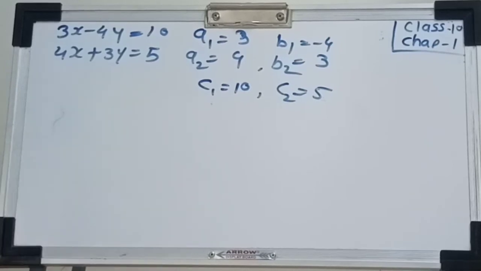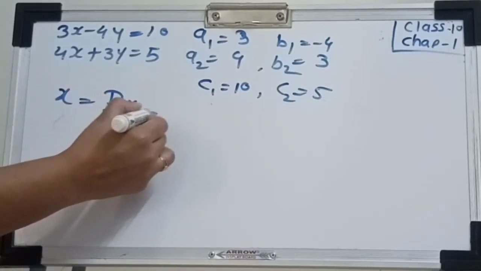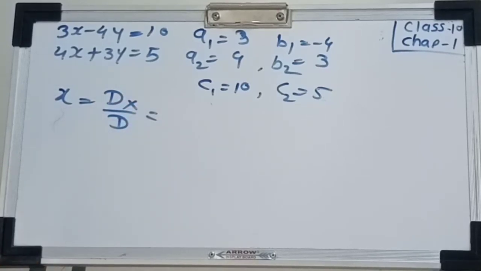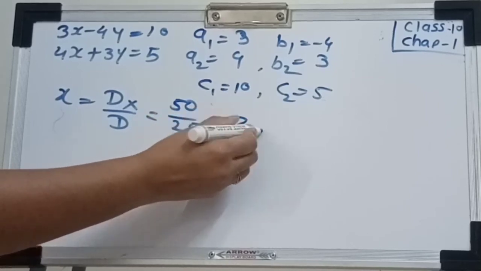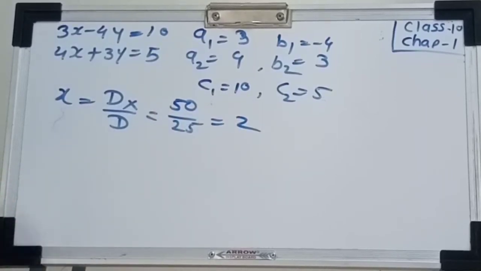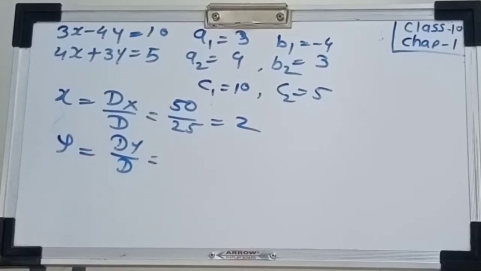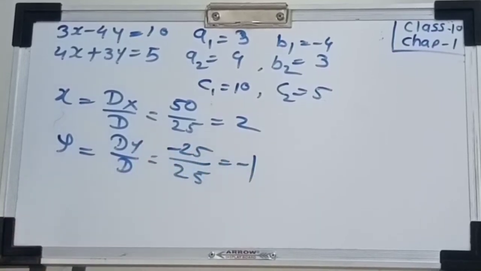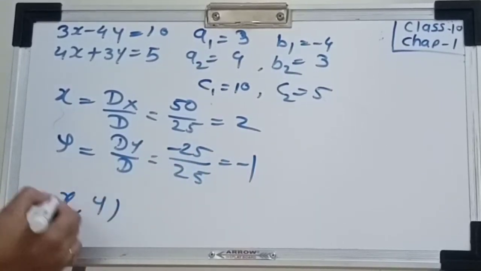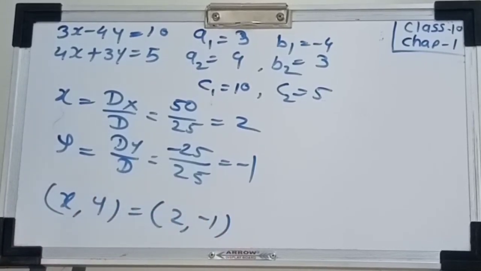Now we find x and y. X is equal to dx upon d. What is the value of dx? 50. And what is the value of d? 25. 50 upon 25, our answer is 2. And y is equal to dy upon d. What is dy? Minus 25. Minus 25 upon 25, minus 1. Hence, our solution of the linear equation x, y is 2, minus 1. This is the solution of our linear equation.